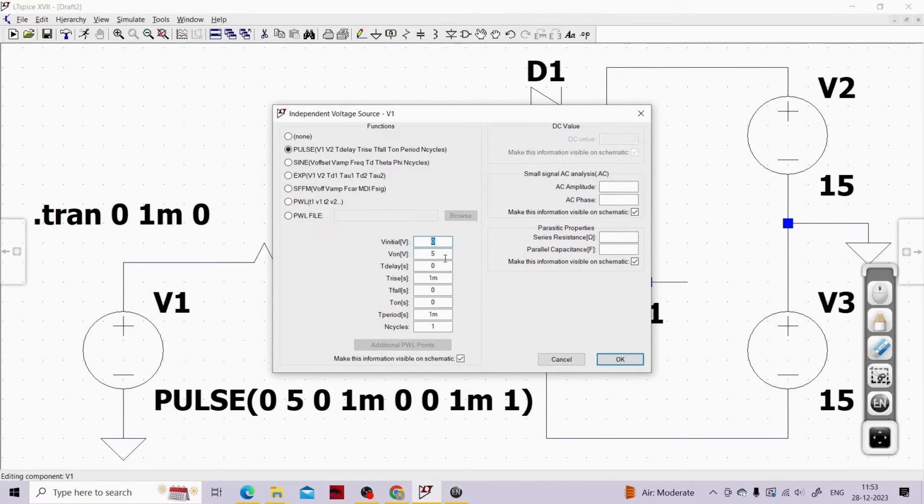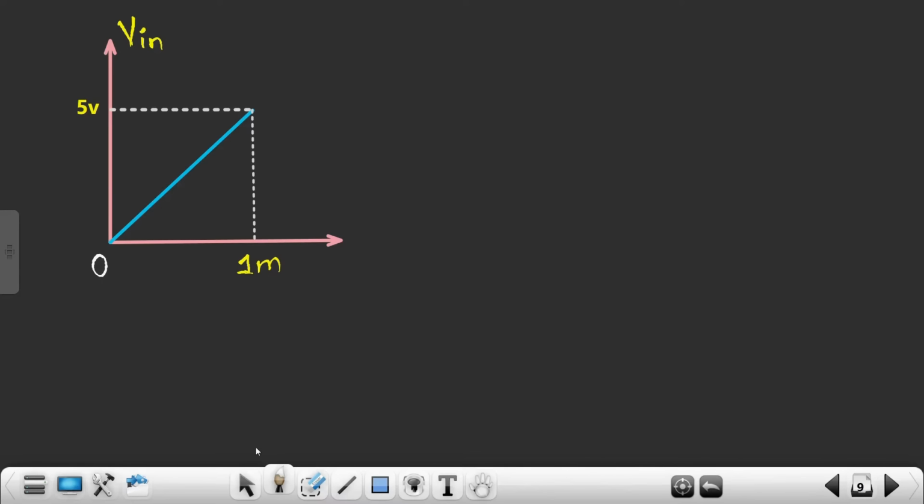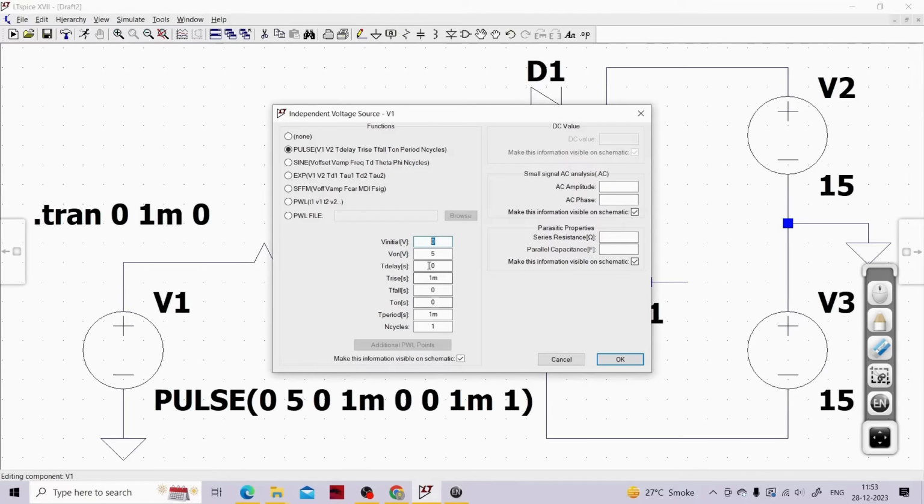Then V on, the final voltage, should be 5 volts. So the final voltage is 5 volts. My signal should move from 0 volts to 5 volts. Getting my point? Then the next point is T delay. Obviously we don't want any delay.